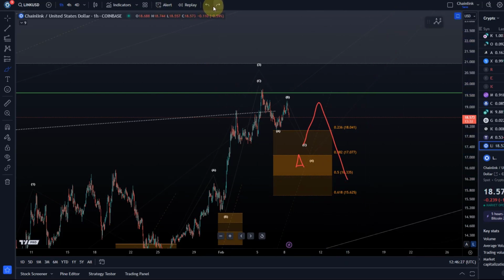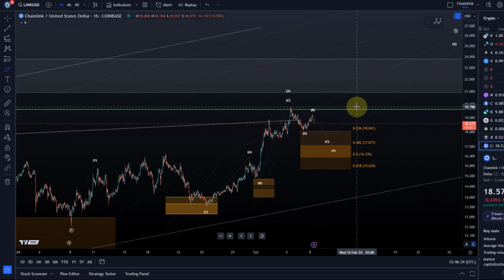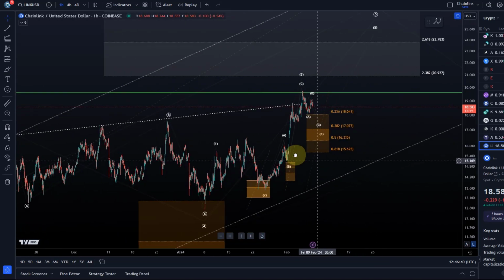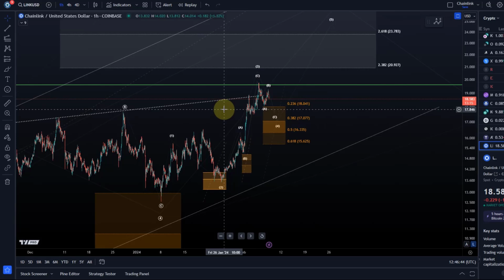So at the moment it's cooperating really well with our assumptions and wave count. So no need to change anything. A break above $19.80, which is the Monday high, would likely send us up to $21 next. And then we would just need to assess whether this was wave 4 or is this still an extension in the third wave. But overall, still bullish against $15.62.